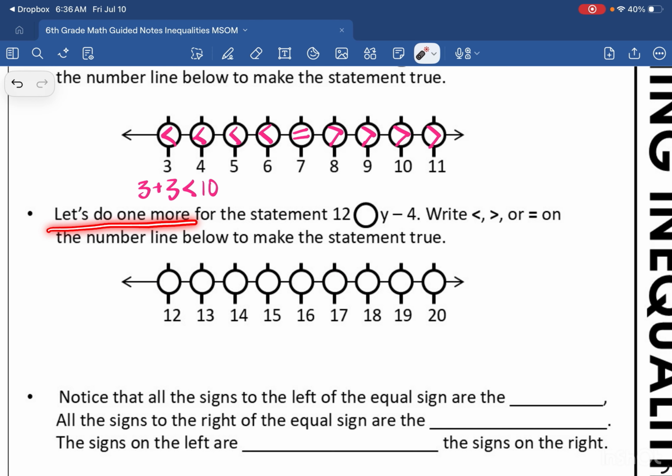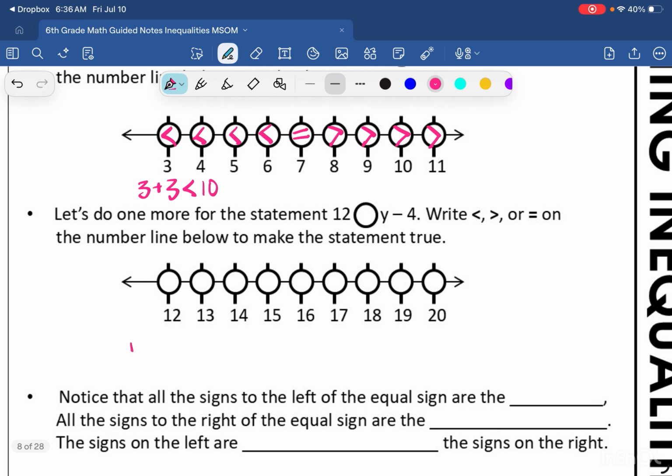Let's do one more for the statement 12 blank y minus 4. Write less than, greater than, or equal on the number line to make the statement true. So for this first one, we have 12 blank, and then I'm going to substitute 12 in for y, 12 minus 4. So 12 minus 4 is 8. 12 is greater than 8.